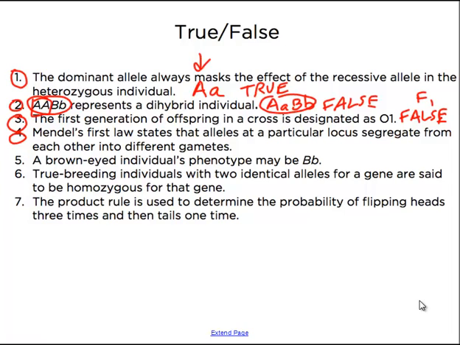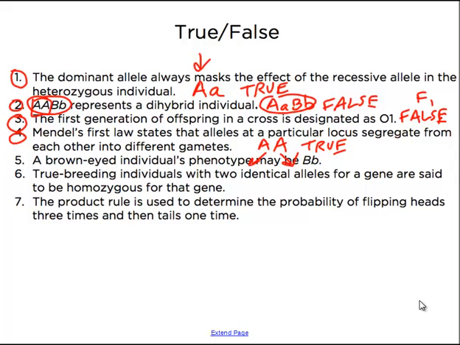Anyway, Mendel's first law states that alleles at a particular locus segregate from each other into different gametes. Now be careful about this one. Be very careful, because you could get confused about the first law, the second law, exactly what's going on. Is it mitosis, meiosis? But basically, the first law does say that there are two genes for every trait, right? And that when you're making gametes, one goes one way and one goes the other way. So that is definitely one of the things that his first law says. Not the only thing it says, but that is definitely true.